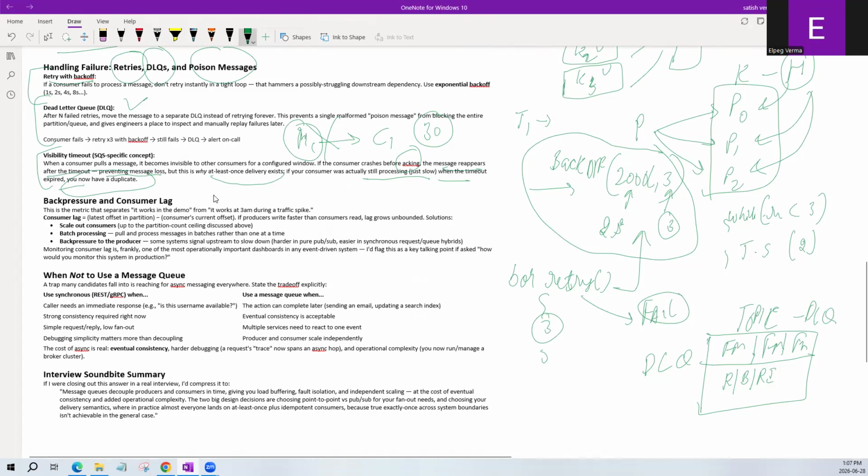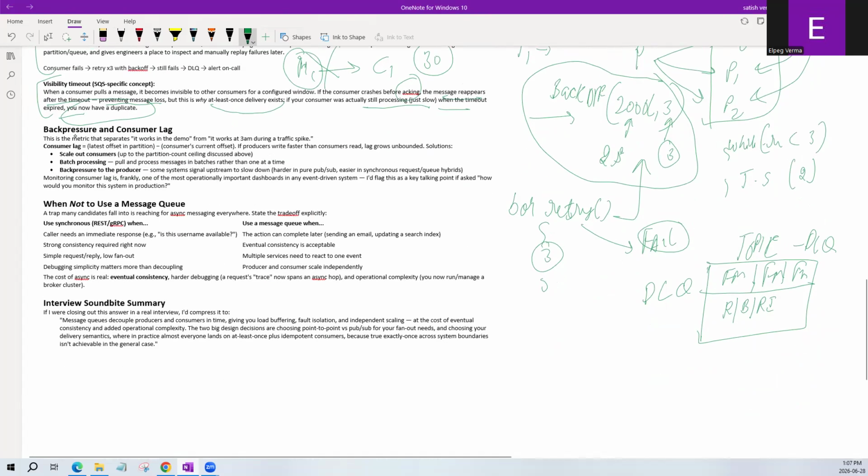Now let's come to backpressure and consumer lag. So what does it mean? Consumer lag is the latest offset in the partition minus the consumer's current offset. What does it mean? 1, 2, 3, 4, 5, 6. Suppose we have 6 messages. This is a partition, and these are offsets.